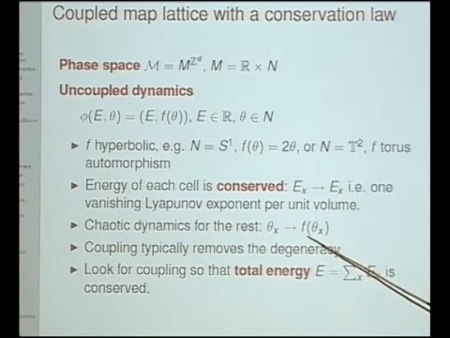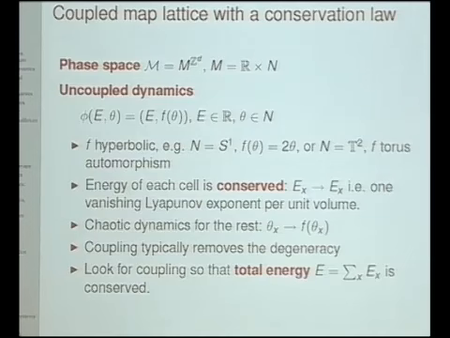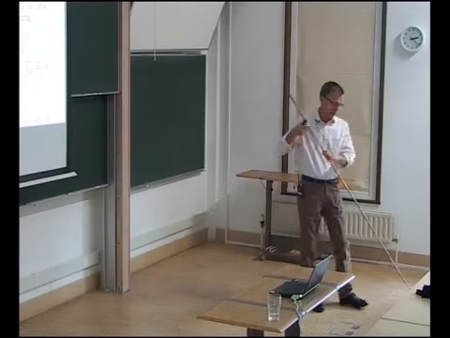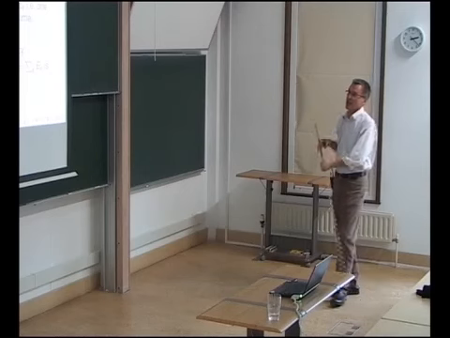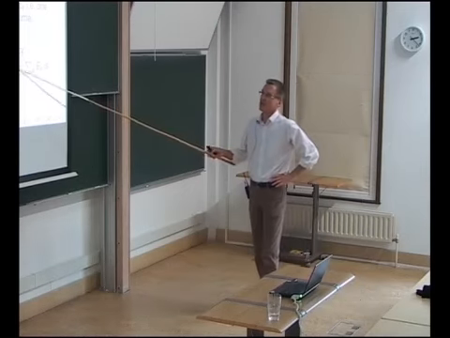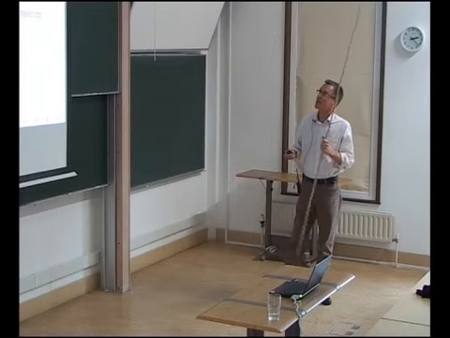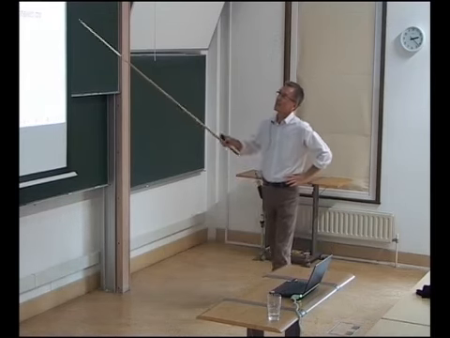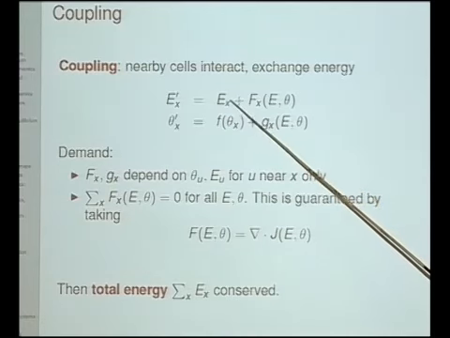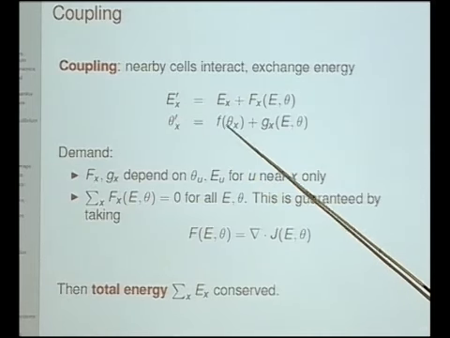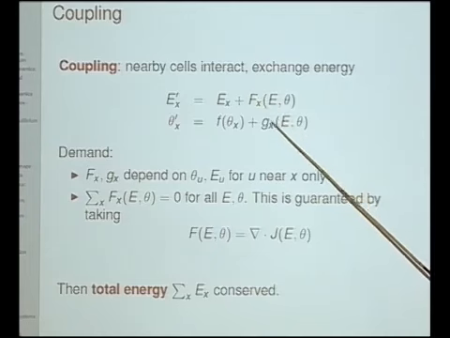So this is, of course, a completely trivial dynamical system. Each of the energies is conserved. Nothing happens to that, and the rest are just performing chaotic motion by doubling of the angle. Now, once I do the coupling, I typically remove this degeneracy, like in the case of the billiards, and I want to look for a coupling so that the total energy stays fixed. So let's write it like that.